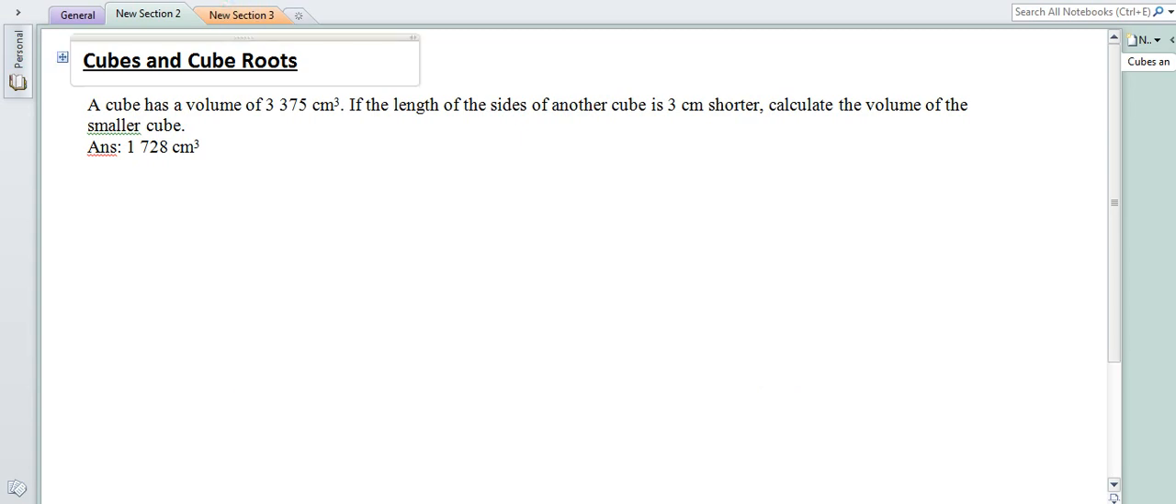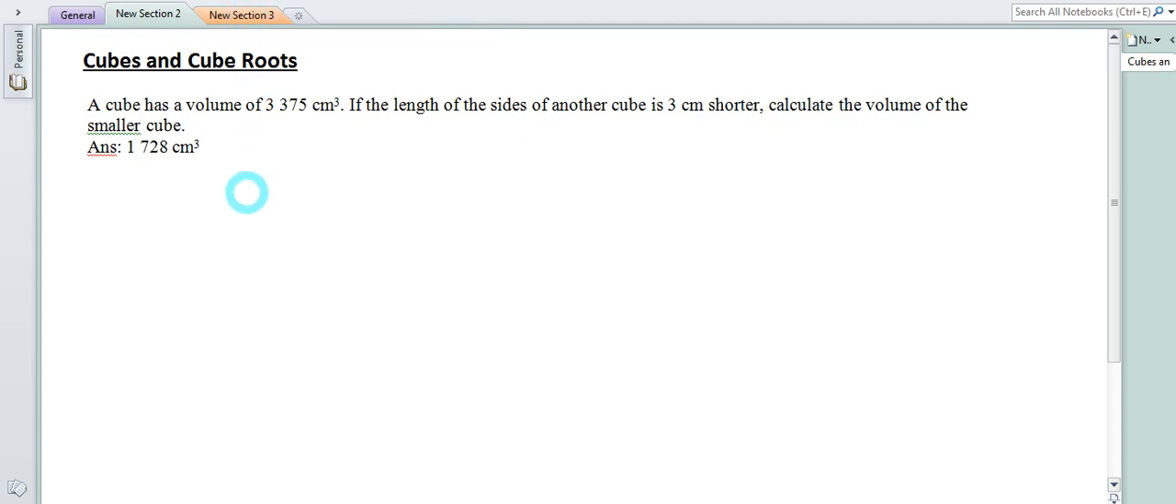A cube has a volume of 3375 cubic centimeter. If the length of the side of another cube, now we have two cubes. One has a volume of 3375 cubic centimeter, and another cube has a side length that is 3 centimeters shorter. Calculate the volume of the smaller cube.